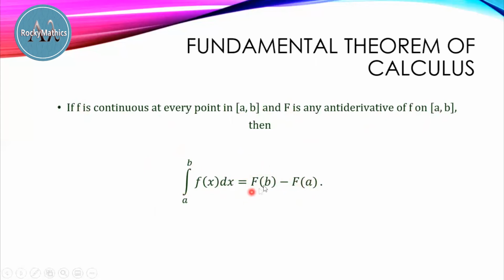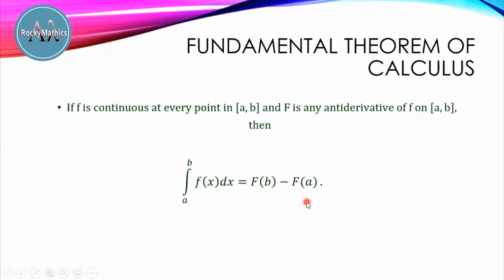Now again, what is big F? It is the antiderivative. This means that this expression is equal to the antiderivative evaluated at b minus the antiderivative evaluated at a.